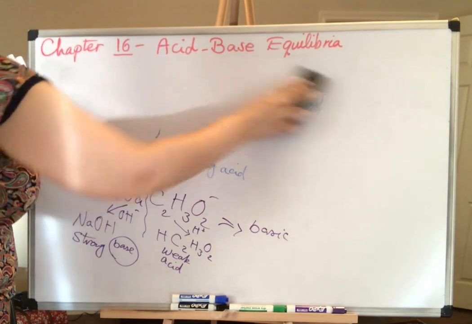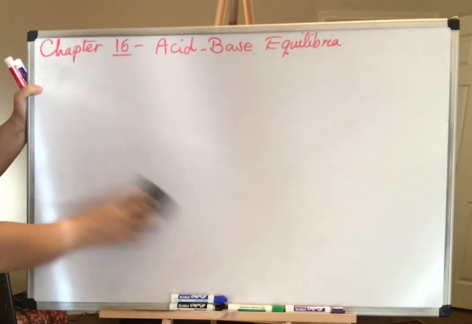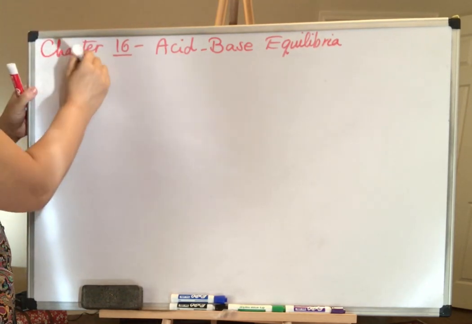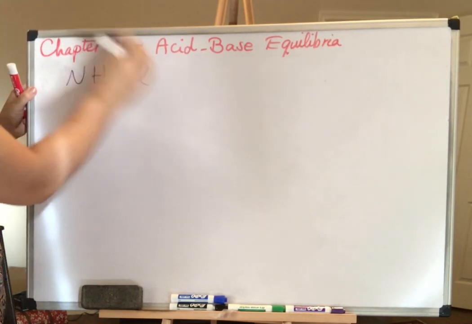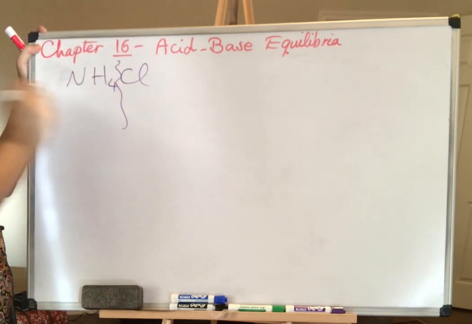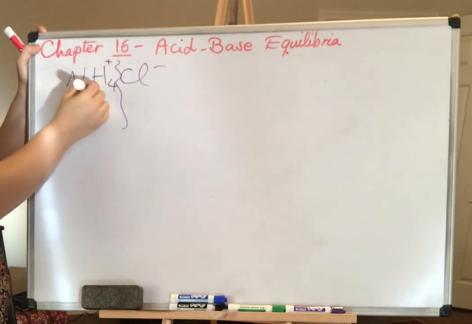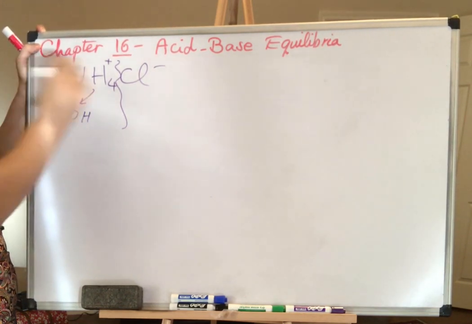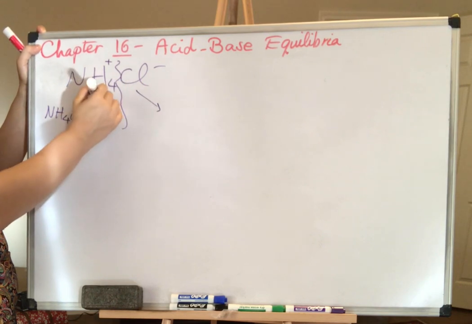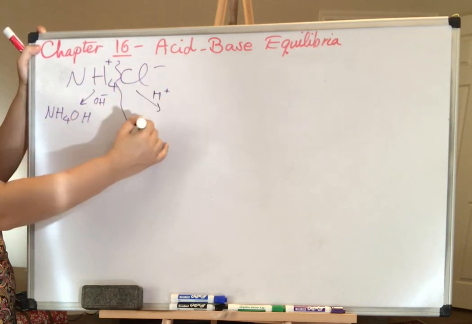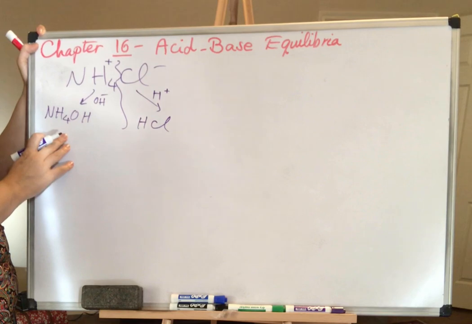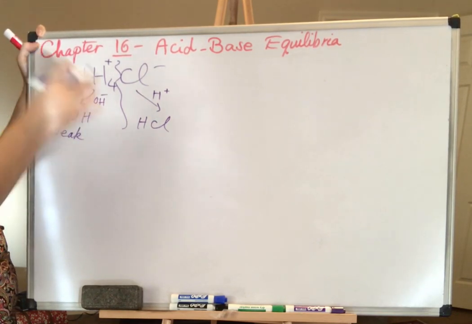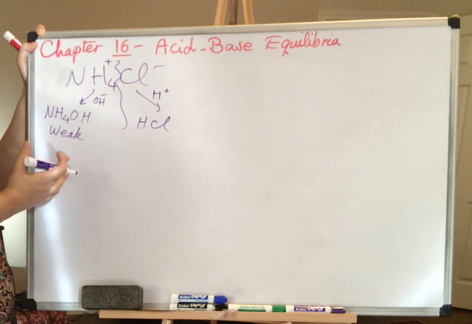NH4Cl is the next example. NH4Cl divides into NH4 plus and Cl negative. NH4OH, we said we add OH and H here. Is NH4OH strong or weak? It's weak. And now you might ask, how do you know this is strong or weak?